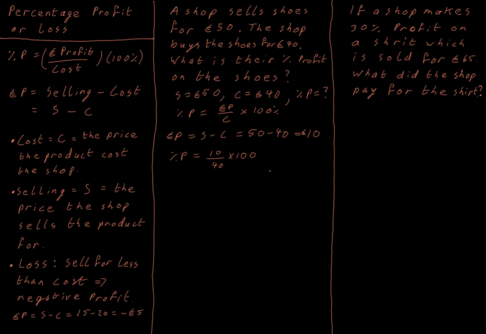And I can put that into my calculator. I can see I have a common factor of 10 top and bottom here. So it's just a quarter of 100, but I could put that into my calculator and I would get 25%.